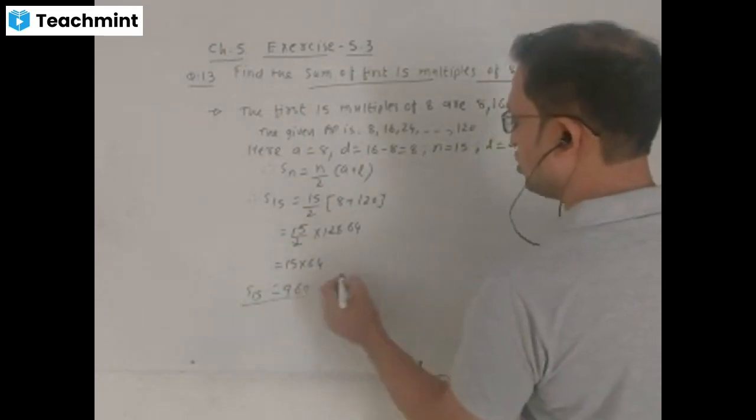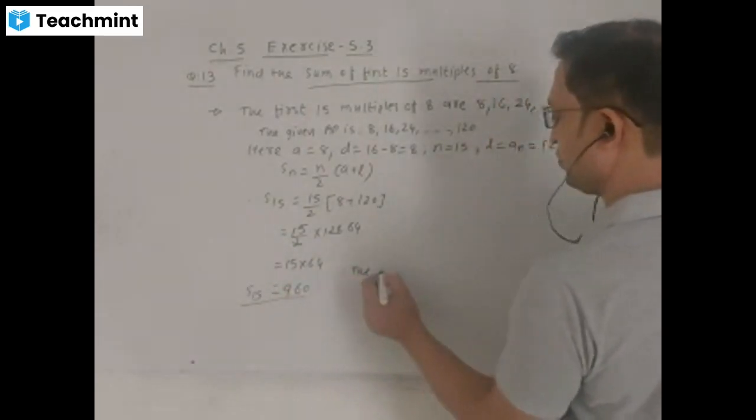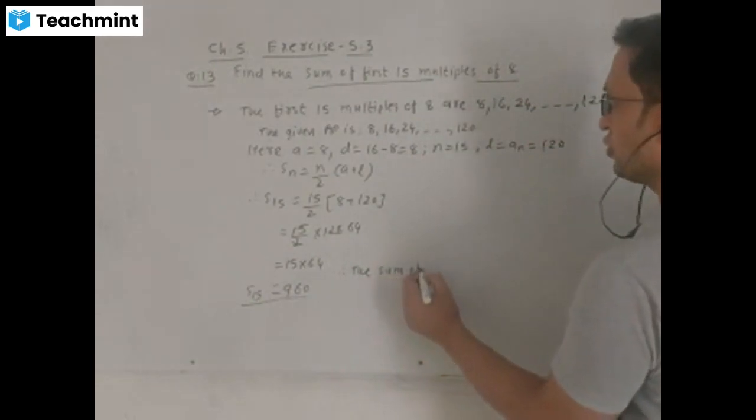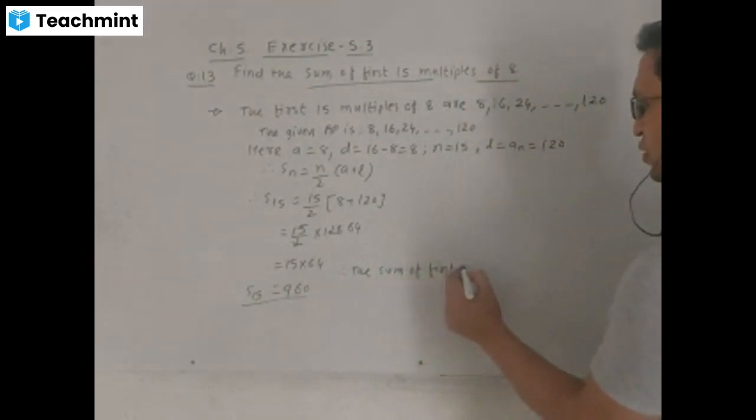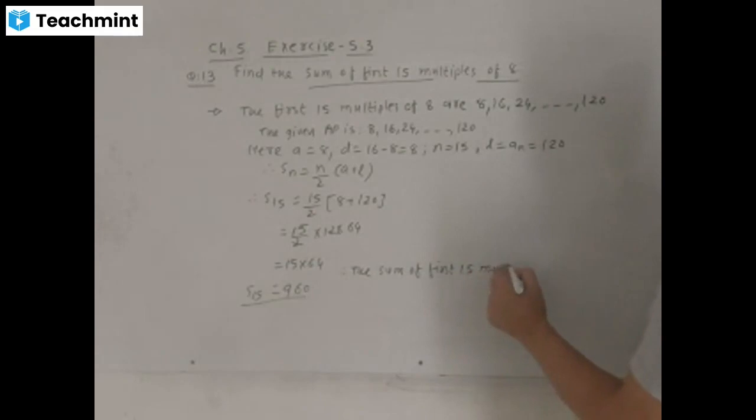Therefore, the sum of first 15 multiples of 8 is 960. That is the final answer.